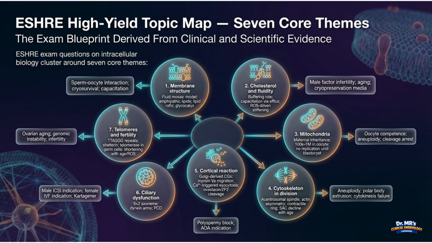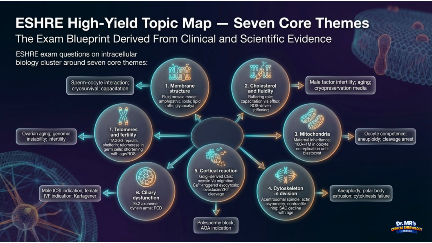Theme 2. Cholesterol and fluidity. Cholesterol acts as a bidirectional fluidity buffer. It prevents the membrane from melting at high temps and prevents it from freezing at low temps. It comprises about 20% of the membrane lipid by weight. Does this link to capacitation? Yes. You must link this to sperm capacitation. For a sperm to undergo the acrosome reaction, it must actively efflux or pump out cholesterol from its membrane to increase fluidity enough for the acrosome vesicle to fuse with the plasma membrane.